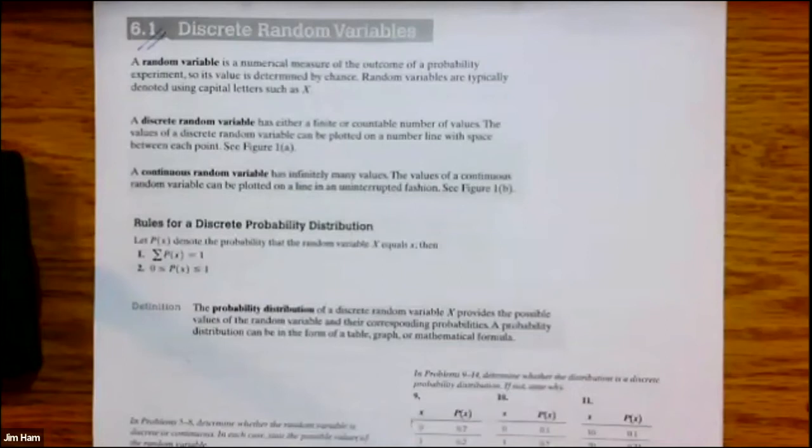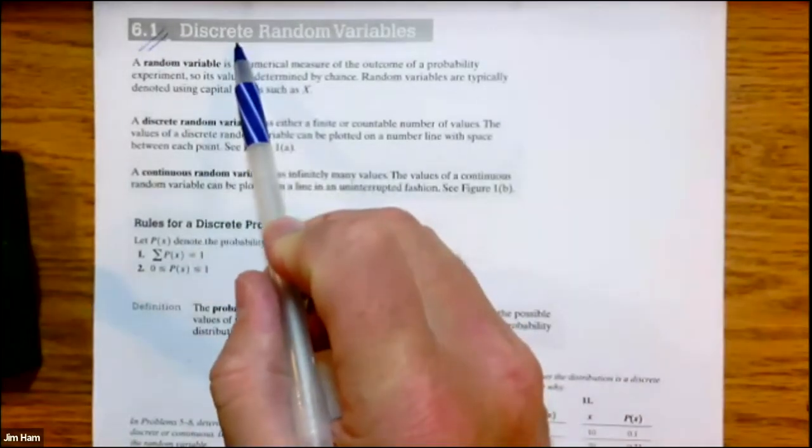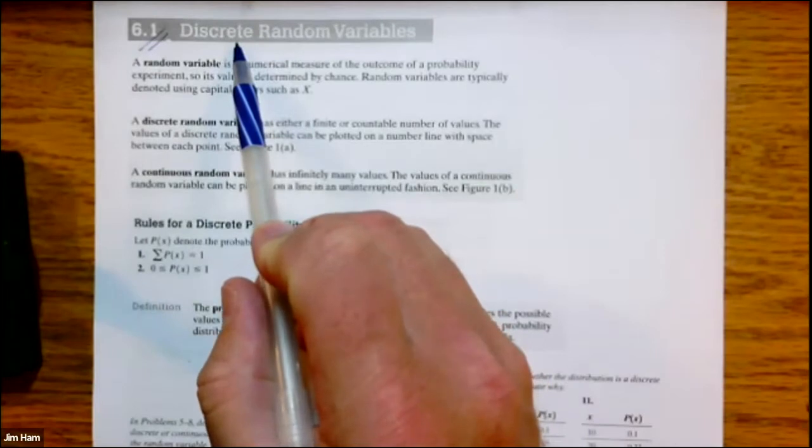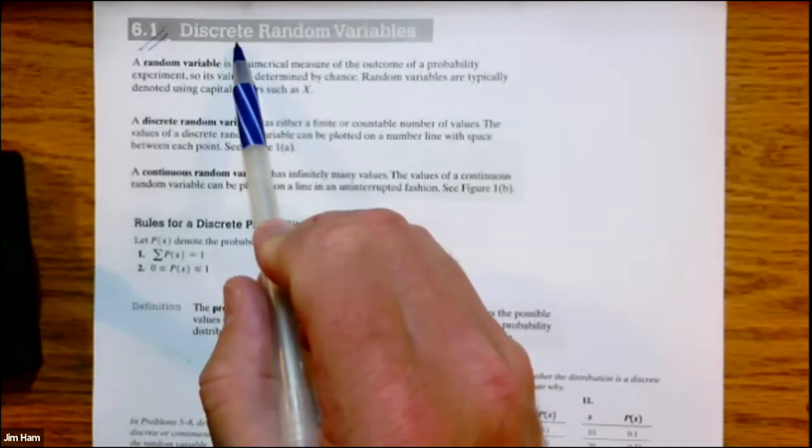We're eventually moving into statistical inference, and most of what we do will be related to either proportions or to means. It turns out that the probability distributions for proportions and means are different. One of them is a discrete random variable, and the other one is a continuous random variable. And the probability distributions will be a discrete probability distribution or a continuous probability distribution.